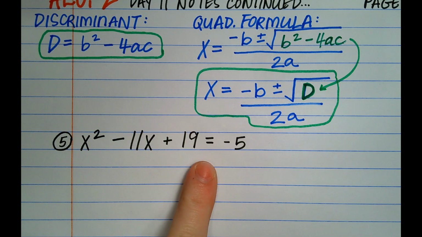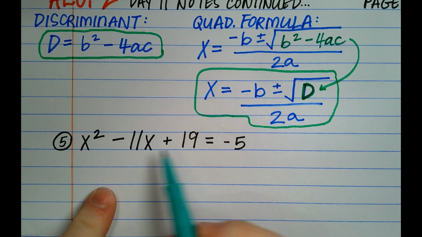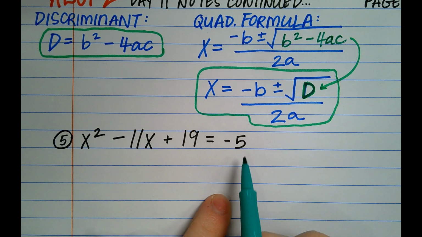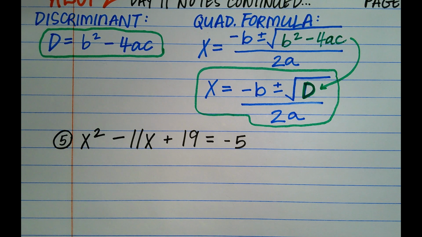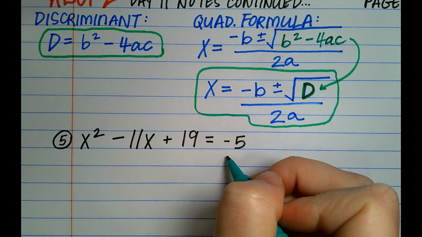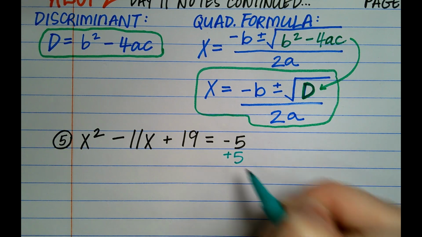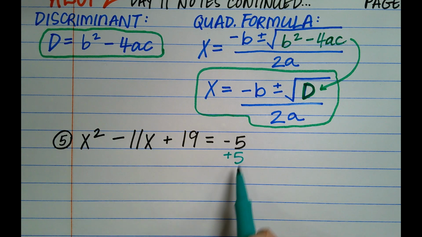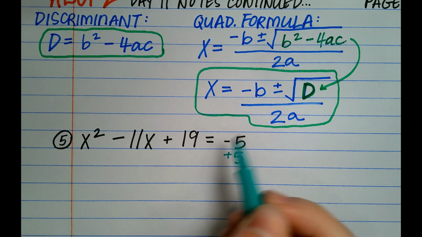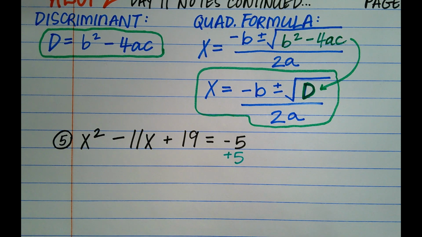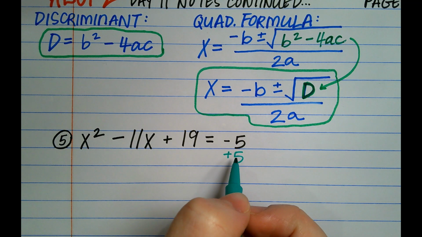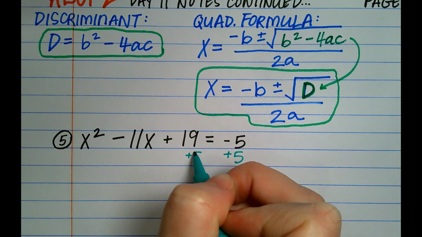Now, when we went through and solved this problem and we found the discriminant, the first thing we had to do was get our equation equal to 0. That way we have the correct values for A, B, and C. So I'm just going to rewrite that step so we don't forget. We just needed to get rid of anything on the other side of the problem, which in this case we had a -5, so we added 5 to both sides.